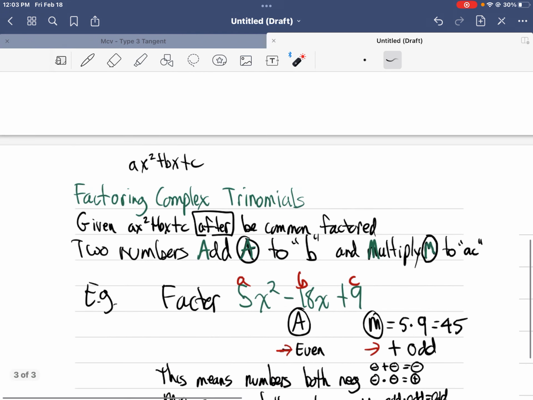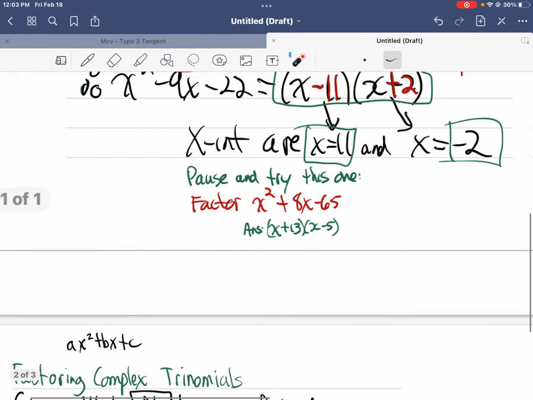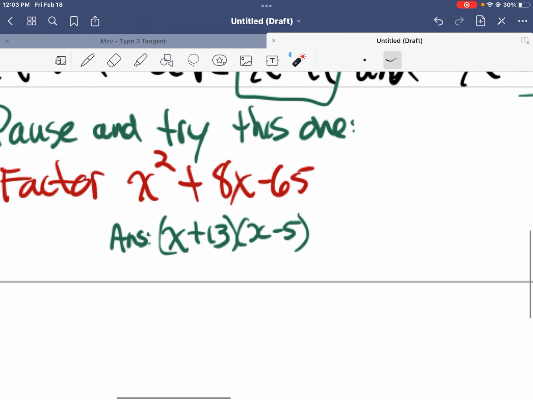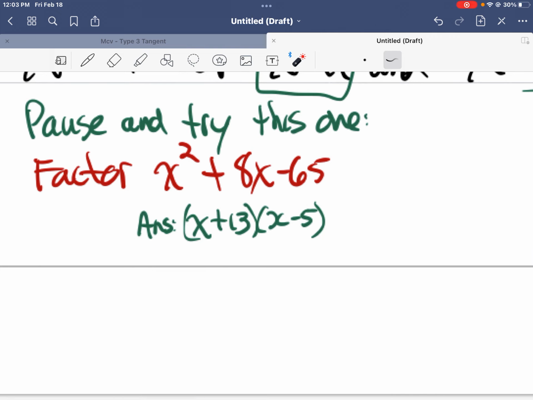Oh, and you know what? I'm going to leave this right here. You might want to pause the video right now and try that one: x squared plus 8x minus 65. There's your answer, but try to factor x squared plus 8x minus 65.